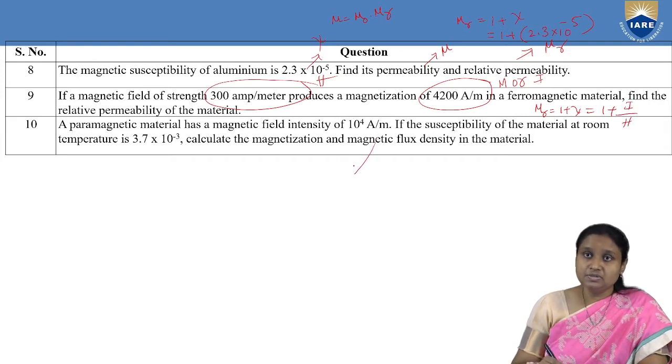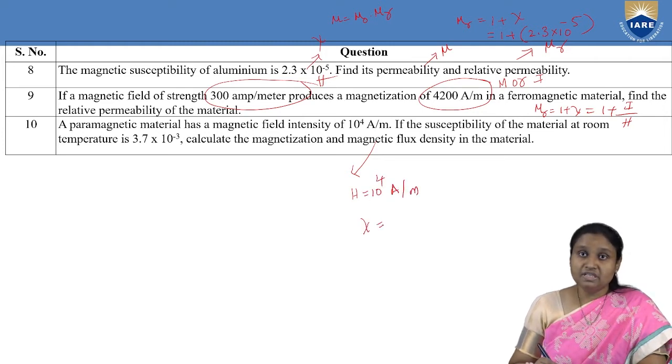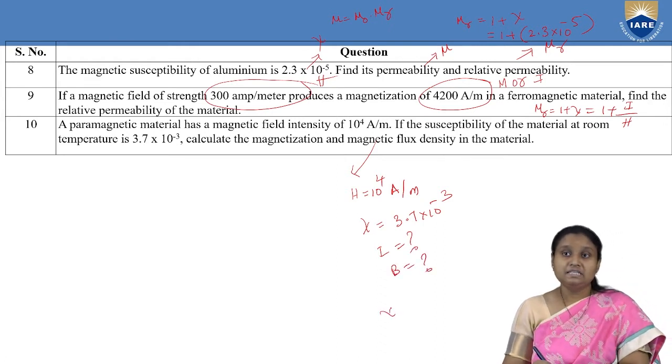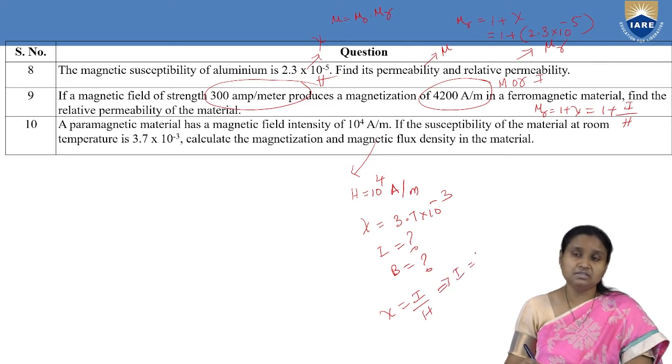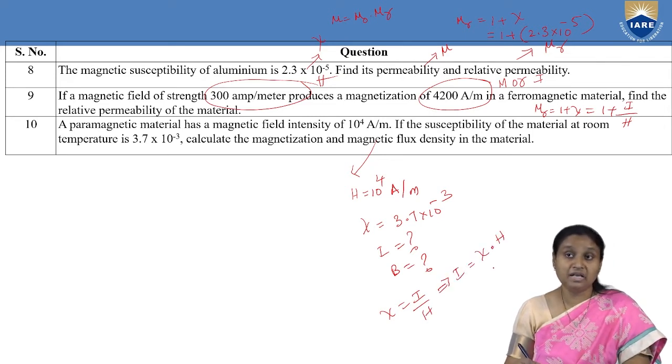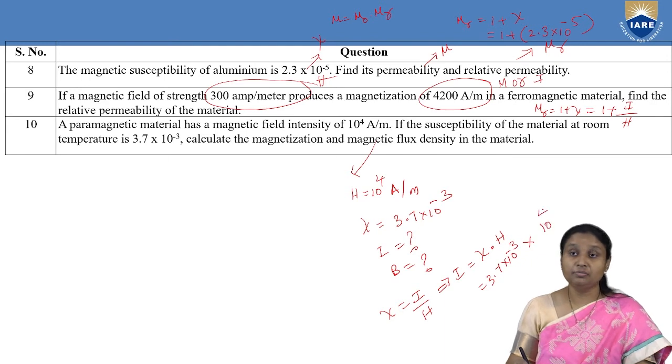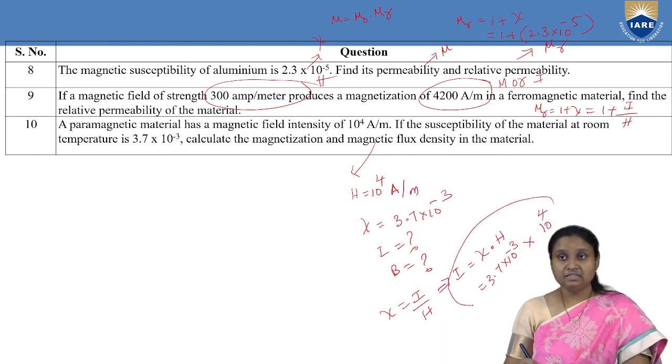Then coming to the last problem, here we were given the value of H, which is 10 to the power of 4 ampere per meter. We were given the value of susceptibility, which is 3.7 into 10 power of minus 3. And we need to find the value of magnetization and magnetic flux density. So chi is equal to I by H. From this, how can we find intensity of magnetization? Simply the product of susceptibility into magnetic field intensity, which is 3.7 into 10 power of minus 3. And what is the value of magnetic field intensity given? 10 to the power of 4. So we can get our intensity of magnetization.